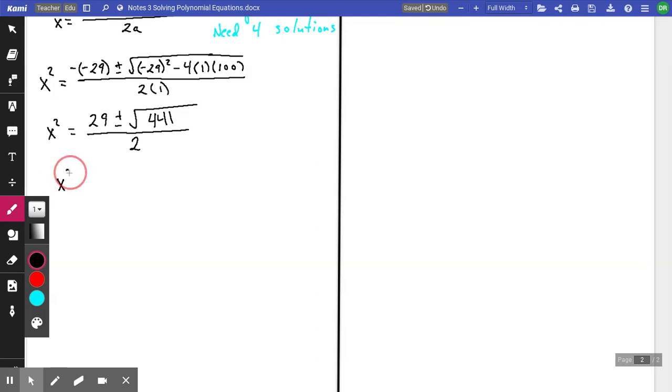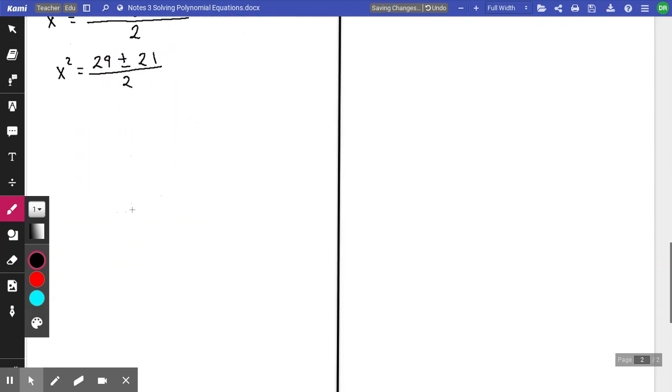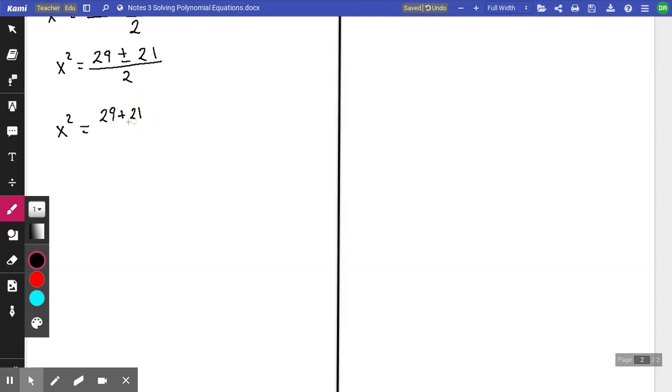Simplifying again, we have x squared equals 29 plus or minus. Good news with this, the square root of 441 is a perfect square, so we get 21 from that, all divided by 2. And then we break off. Remember that plus or minus is 2 cases. We have x squared, and make sure you keep this x squared, we're going to need it. We have 29 plus 21 over 2, and we also have x squared equals 29 minus 21 over 2.